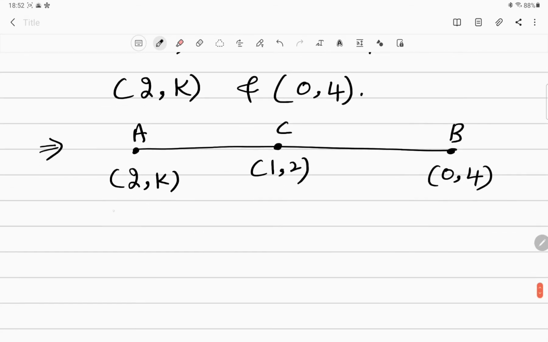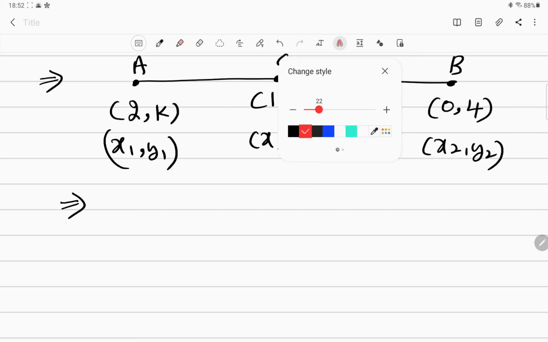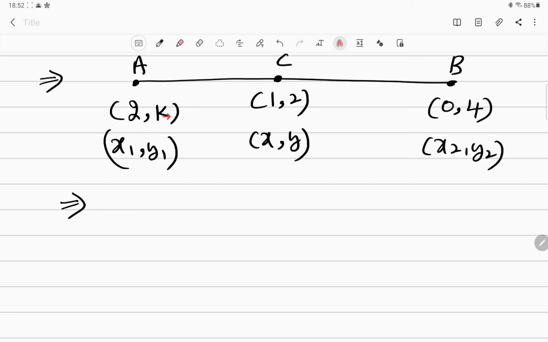So this is going to be x1 y1, and similarly this is going to be x2 y2, and this is going to be x and y. We know the formula for x as well as y, but there is no need to apply both formulas here. Why? Because I want the value of k. So you can use y equals y1 plus y2 divided by 2. Anyway, x1 is 2 and x2 is 0. 2 plus 0 is 2, and 2 divided by 2 means 1 is coming.